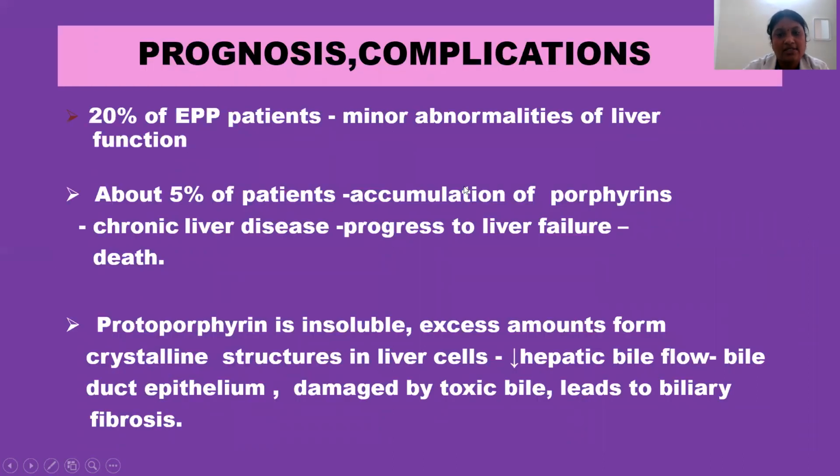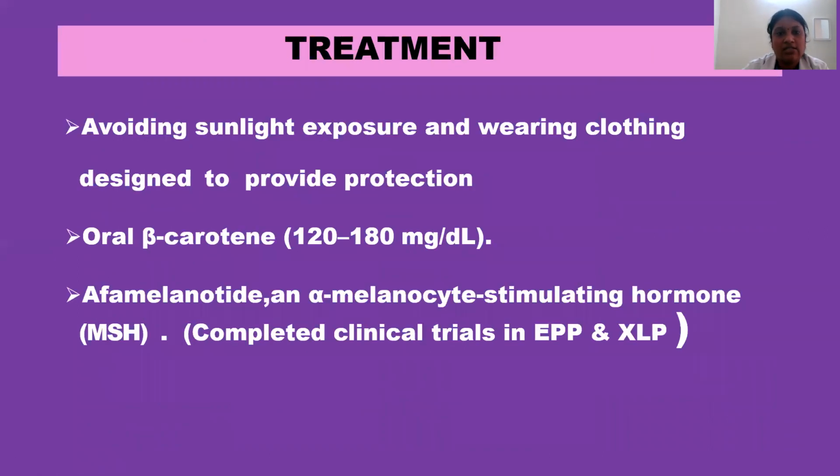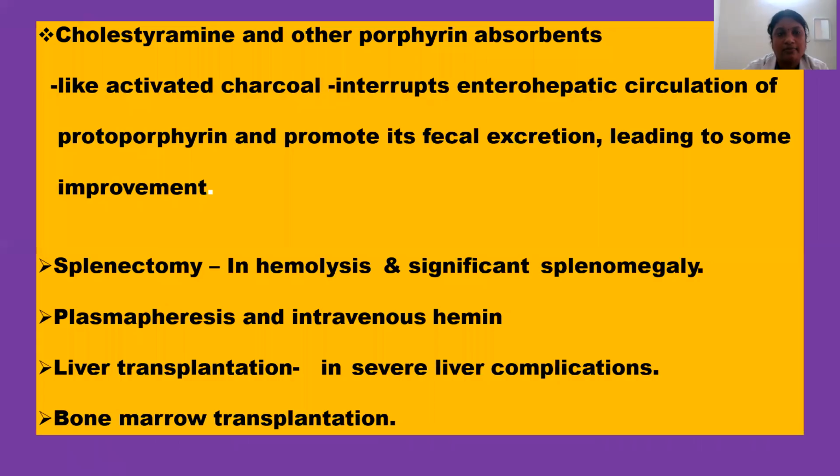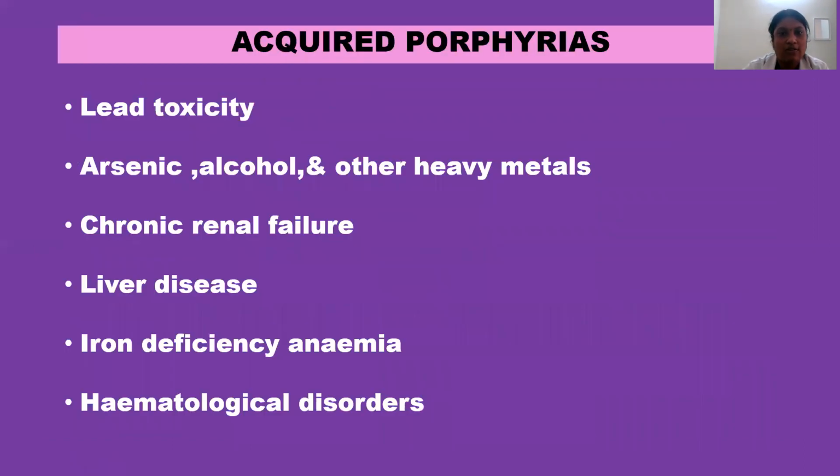Prognosis and complications: there will be biliary fibrosis, chronic liver disease, progressing to liver failure and death. Treatment is to avoid sunlight exposure, wearing clothes to provide protection, oral beta carotene, and MSH hormone, which is under trial. And splenectomy in case of hemolysis, plasmapheresis, IV heme, liver transplantation, bone marrow transplantation, and other porphyrin absorbents are given.